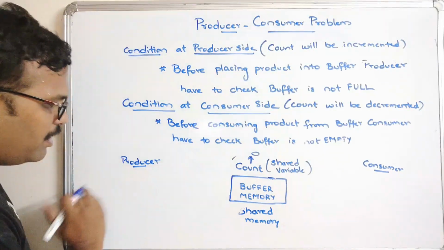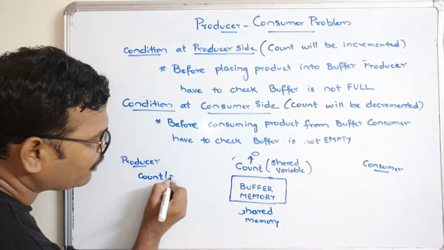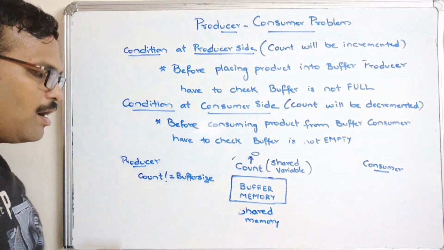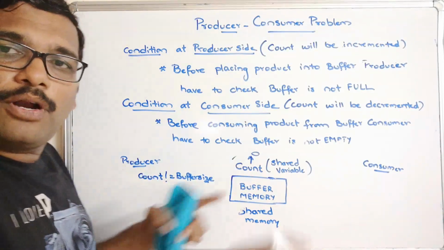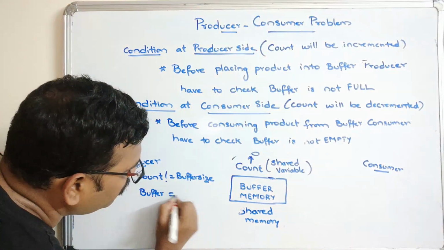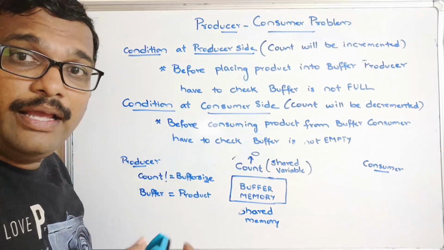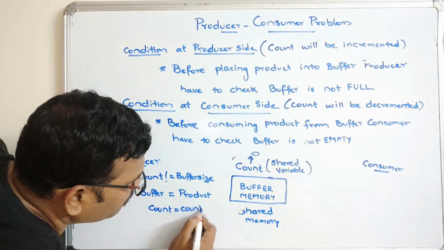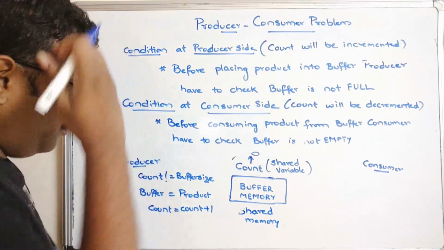So the producer first checks the count. Whether count is not equal to buffer size. If it is not equal to buffer size, then place the product into the buffer. Okay, so place the product into the buffer, and immediately increment the count value. So the count will be incremented. Right? So you can observe here.